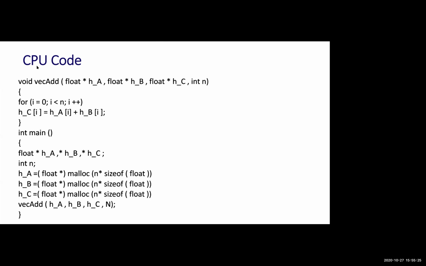Okay. So if you see, this is a basic vector addition code, which is a CPU code. Normally the execution starts from the main function, where you define the pointers and dynamically allocate the memory, passing the pointers to these variables. Then you call the vector add function, which computes this part. So this is basic CPU code, right?